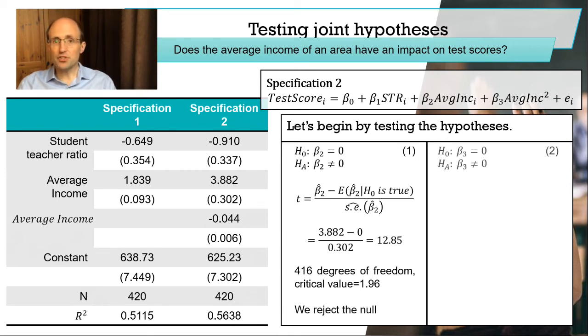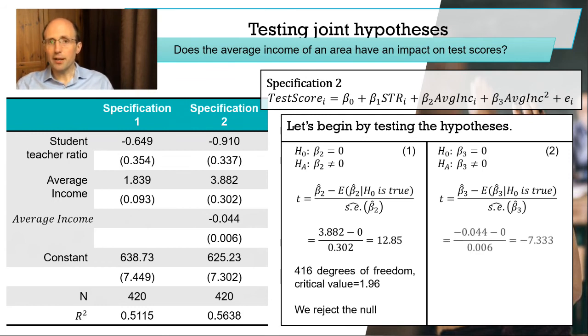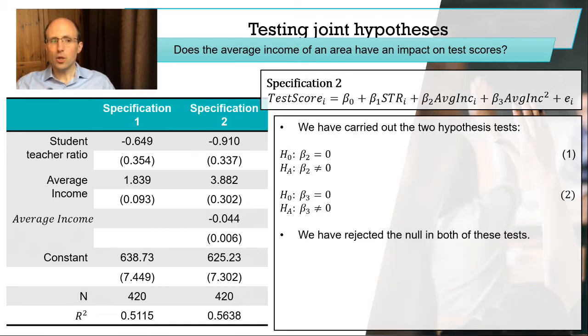Similarly, we can do the same with beta 3. We construct the null hypothesis that beta 3 is equal to 0, the alternative that beta 3 is non-zero. We construct a t-statistic in the normal way, and our t-statistic is minus 7.33. Again, it's larger than the critical value in terms of magnitude, so we reject our null hypothesis. Now, we've rejected the null in both of these individual tests. We've rejected the null that beta 2 is equal to 0. We've rejected the null that beta 3 is equal to 0.